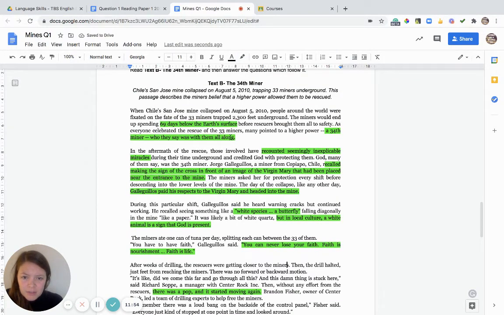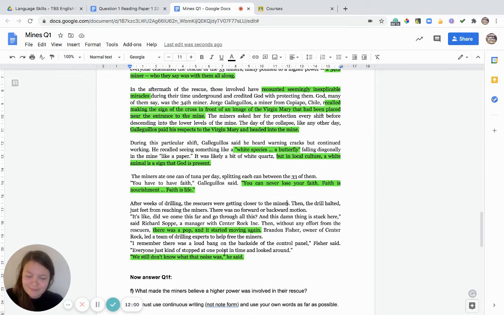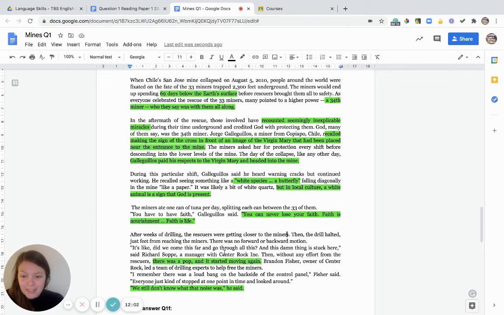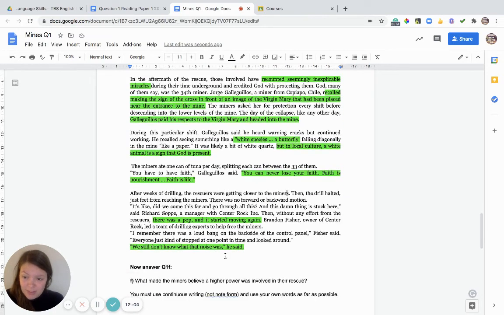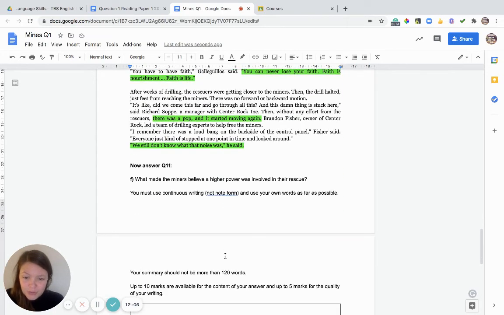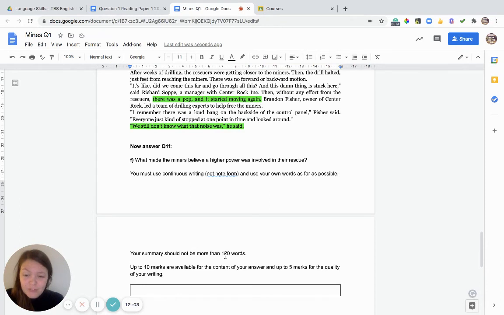So I think 1, 2, 3, 4, 5, 6, 7, 8, 9, 10. There we go, 11. That means that we've got enough evidence now to put into our summary. As you're writing your summary, really focus on using your own words and on writing as concisely as you can. I look forward to seeing your work.